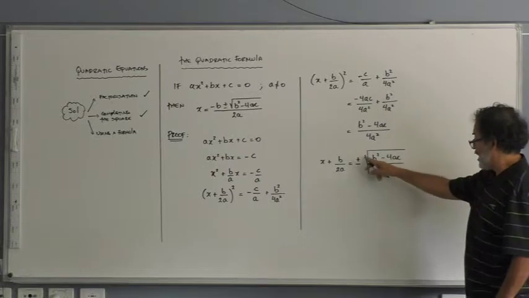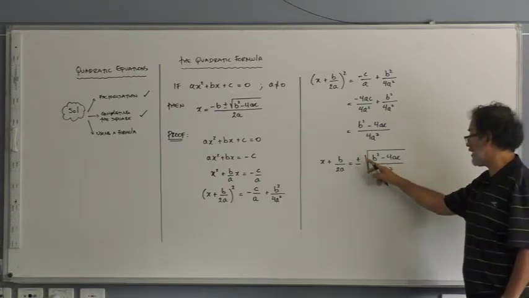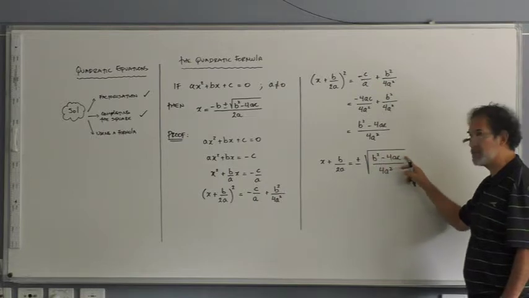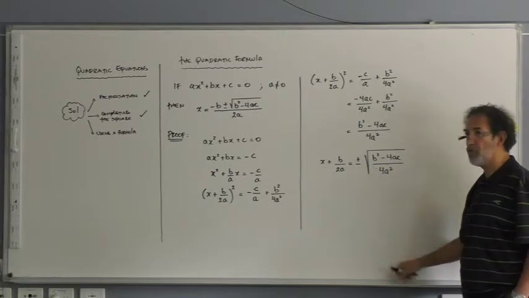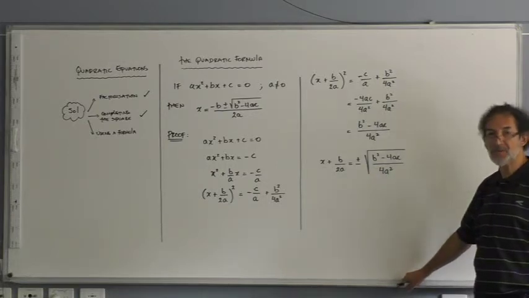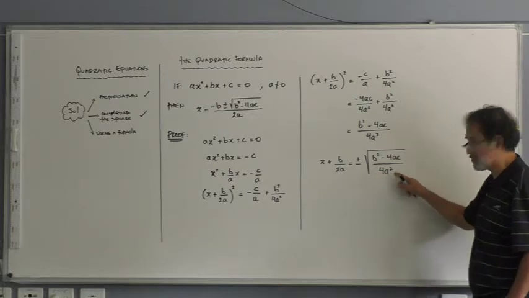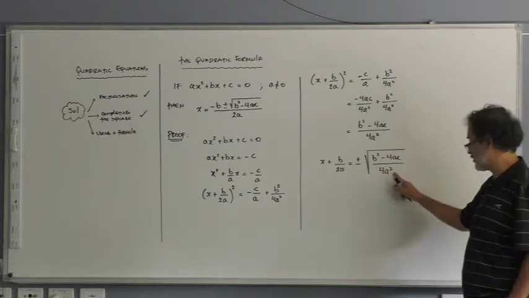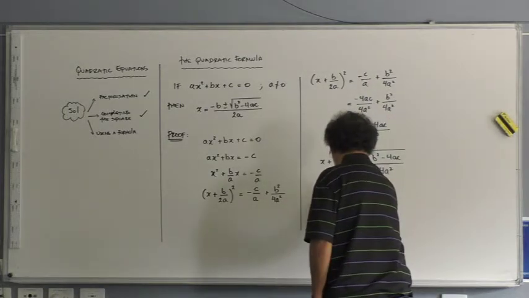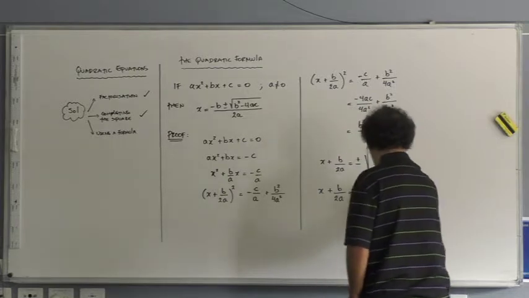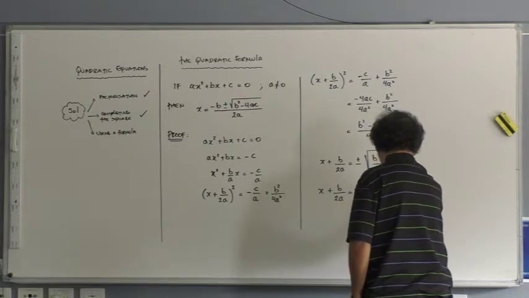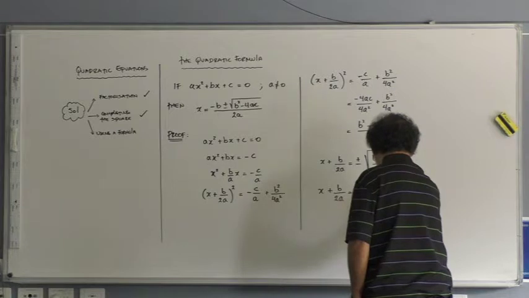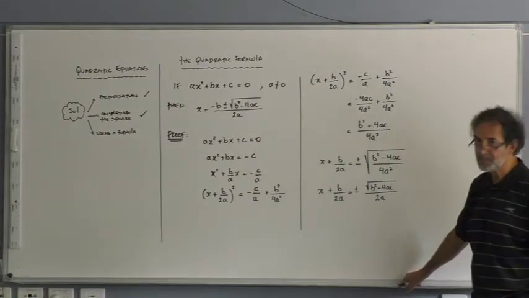Now, we cannot find the square root of b squared minus 4ac. However, can you tell me what is the square root of 4a squared? 2a. Can you see that the square root of 4a squared is exactly equal to 2a? So we're going to say x plus b on 2a is equal to plus or minus the square root of b squared minus 4ac over 2a. Right?